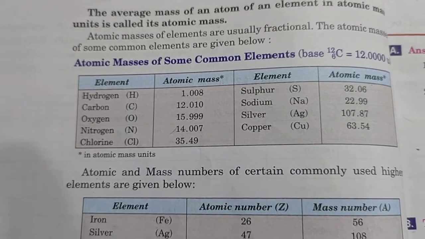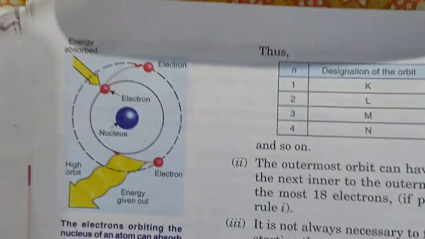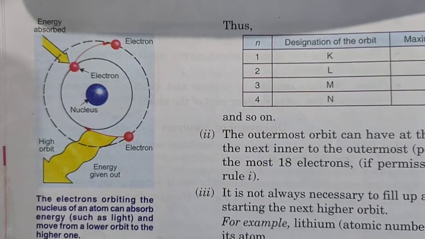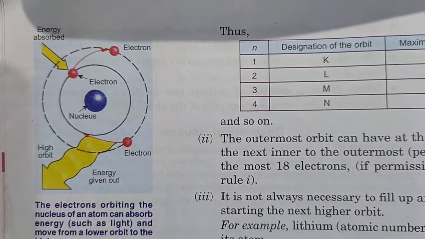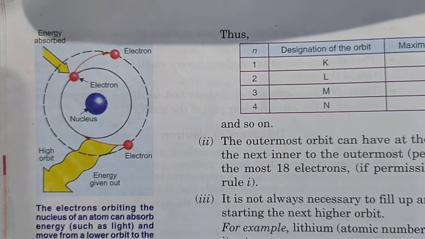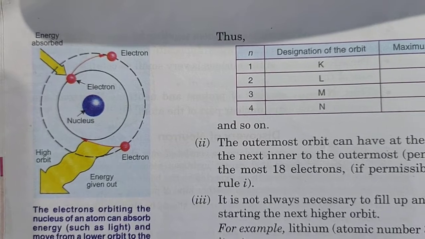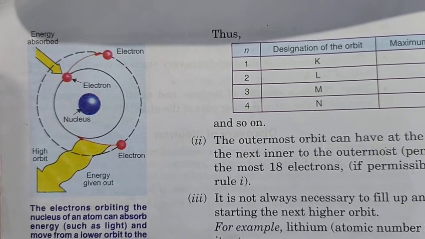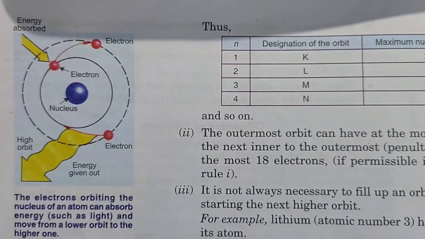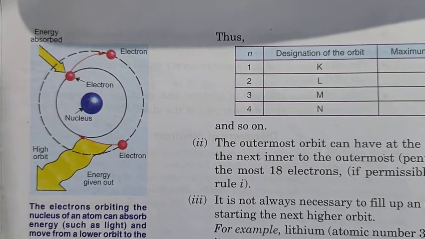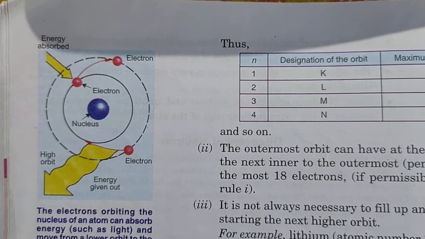Now we will further move towards the electrons in ground state. What do you mean by the ground state of an element? If an electron is present in the lowest energy level, then we say that the electron is present in the ground state. So which one is the lowest energy level?